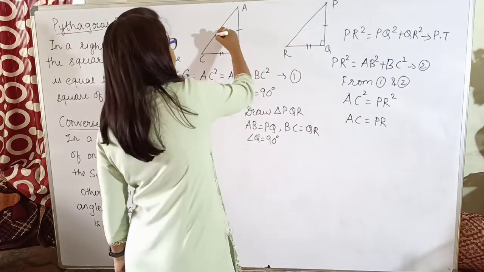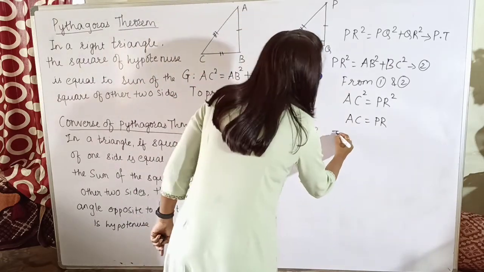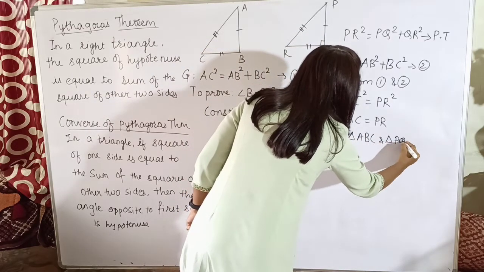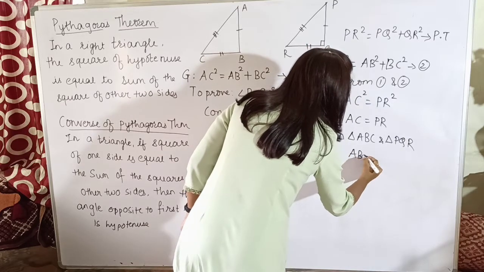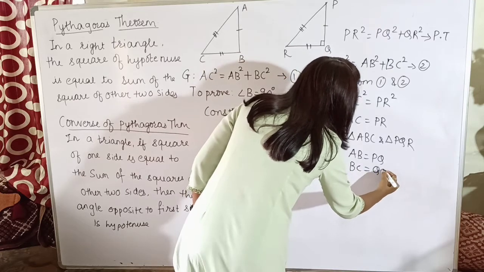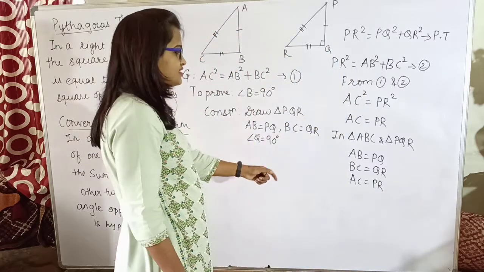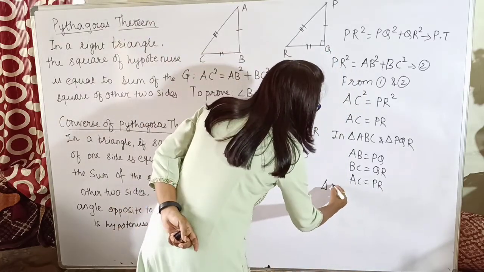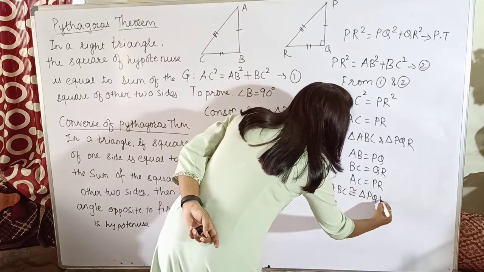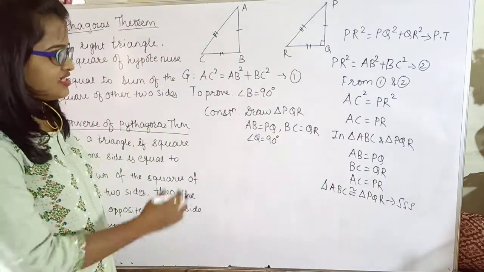So what we got? We have also got the third side to be equal. And if I consider these two triangles, that is triangle ABC and triangle PQR, all the three sides are equal. AB is equal to PQ, that is what my construction is. BC is equal to QR, whereas AC is equal to PR, just now I have shown. And hence I can say that triangle ABC is congruent to triangle PQR. By what congruency? By SSS congruency. Isn't it? Yes, three sides are equal.